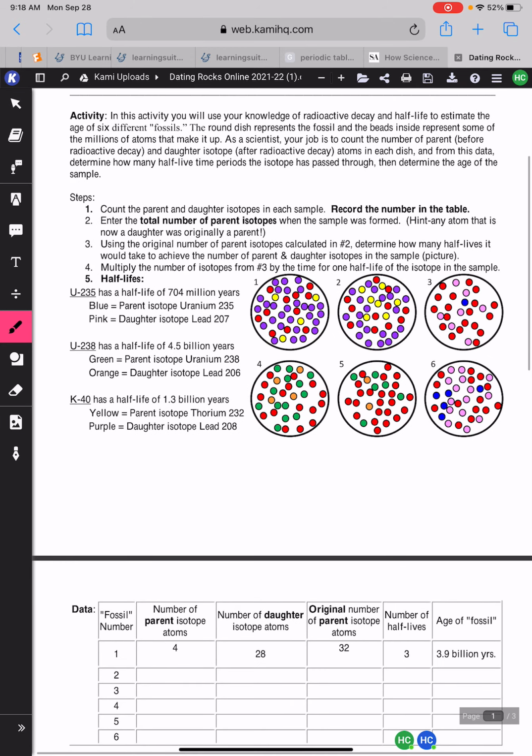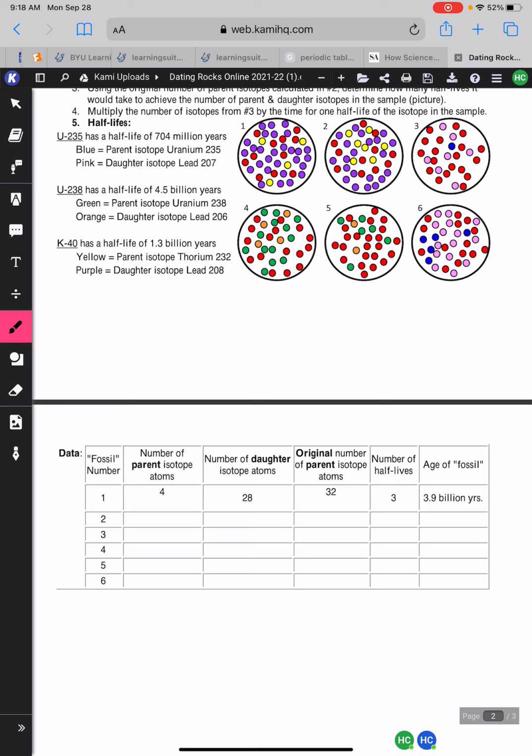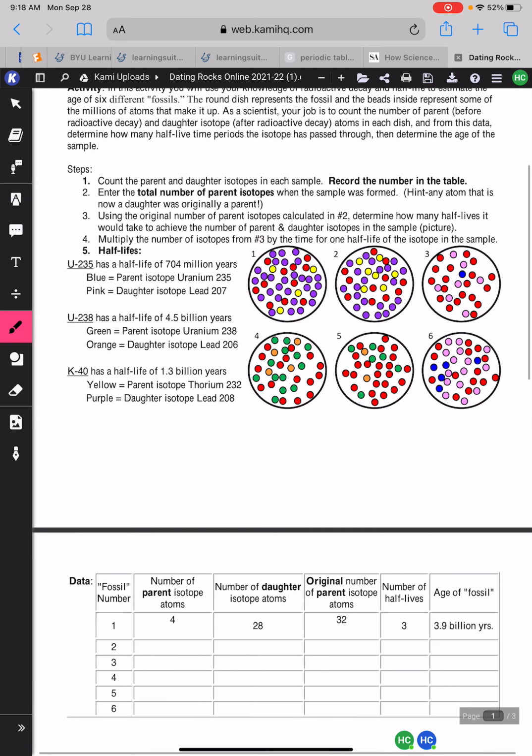Now this activity has lots of different instructions, and I know it can be kind of confusing, so I'm going to walk you through how to do this, okay? I even did this first one for you, as you can see. I'm going to walk you through how I got each of these numbers. We're just going to look at this number 1 right here, and we need to figure out how old that sample is.